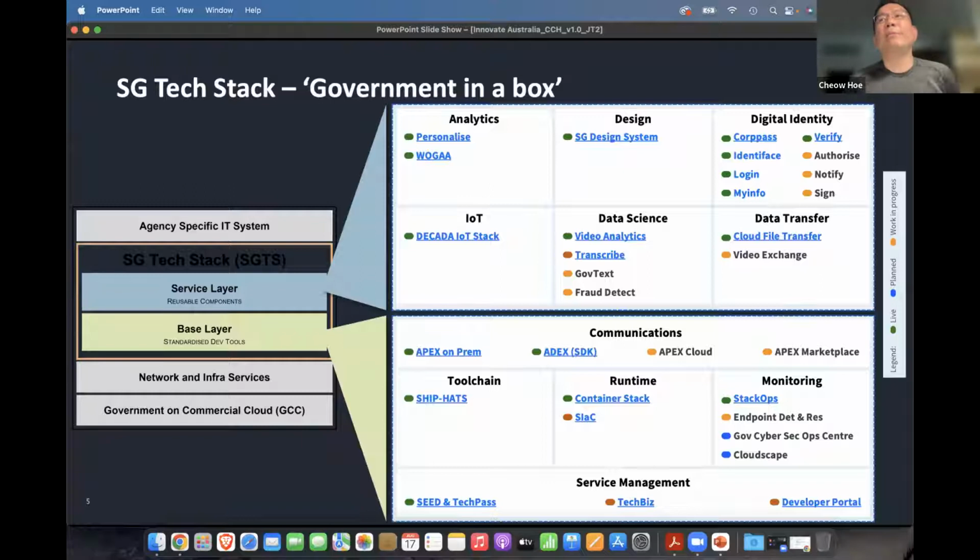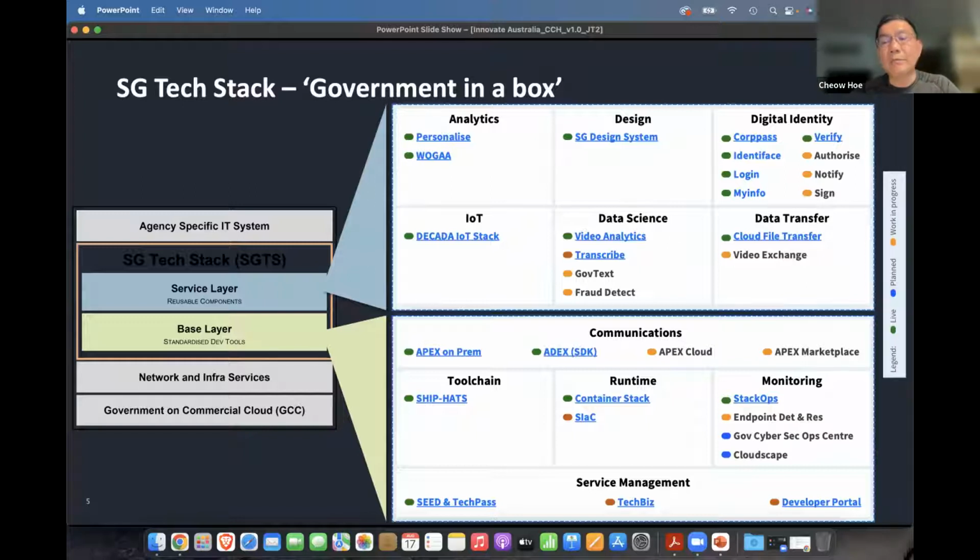So what we did was that we built what we call the Singapore Government Tech Stack. In some ways, it's like a government in a box, whereby we are able to abstract components of an application design and make it infinitely reusable. For the base layer, we streamlined a lot of the development toolkits, the tool chain, the runtime, the communication, on our own API gateway. We actually work with GitLab, for example, to build Ship and Hats, which is really our DevOps platform. And all these things at the end make development a lot more effective and efficient as you go along.